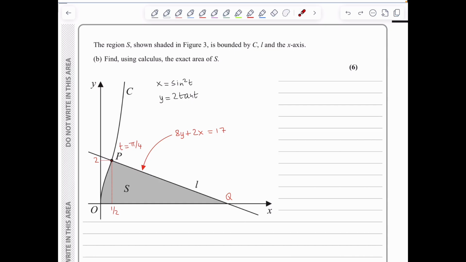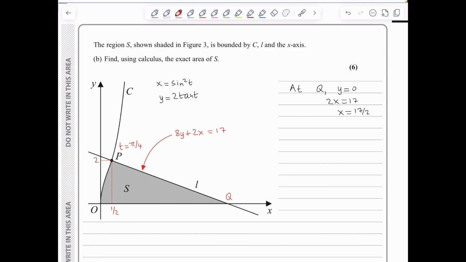So the idea is to use integration to find this part here, and then just use the fact that I'm dealing with a triangle here on the right hand side, find its area, and add the two areas to find the area of S. So let's start with the obvious thing that at point Q, the y coordinate is equal to 0. So I will be substituting into the equation of the normal here. So we're looking at 2x is equal to 17, and therefore x is 17 over 2.